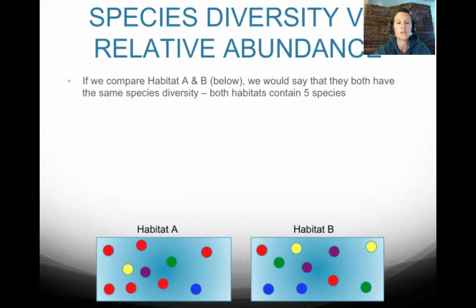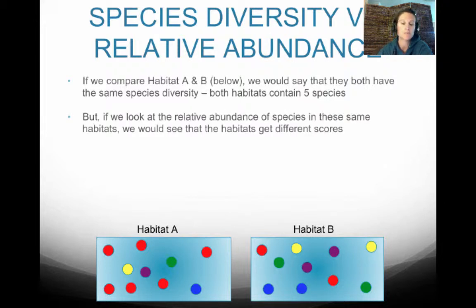But that still doesn't tell us quite as much as it could about those habitats. So in this case, we might want to look at relative abundance. For habitat A, you can see that the relative abundance numbers are going to be different than habitat B. In habitat A, there are quite a few of the red species. They are very abundant in comparison to the other species found in that habitat. So the red species would have a higher relative abundance number than the yellow, green, blue, or purple species. On the other hand, in habitat B, each of those species is equally relatively abundant. There are 2 reds, 2 purples, 2 yellows, 2 greens, and 2 blues. So they would all have an equal relative abundance number.